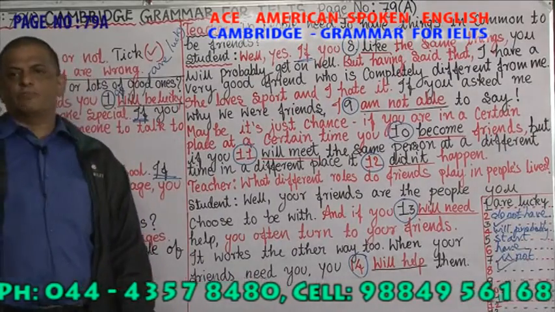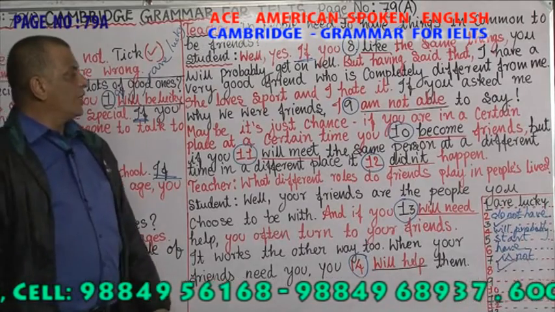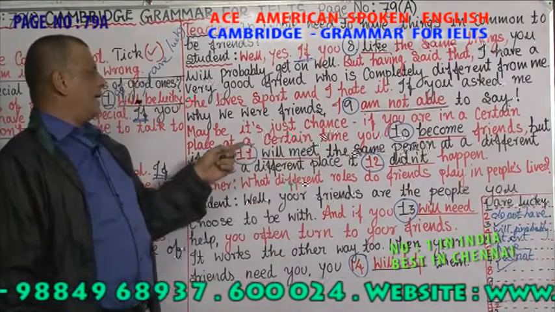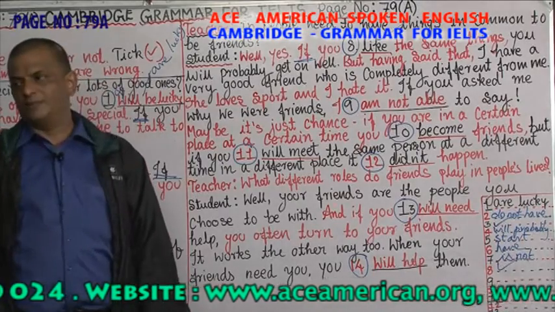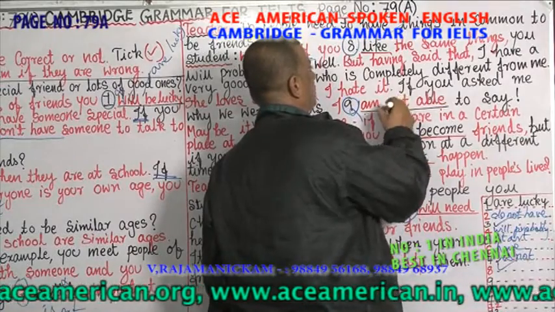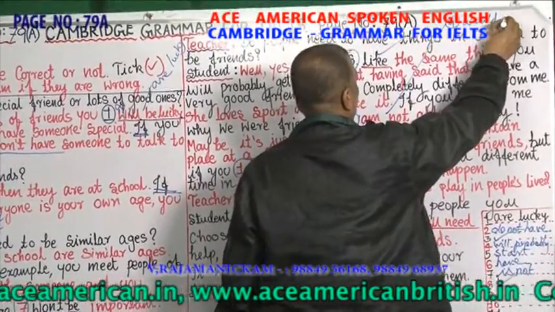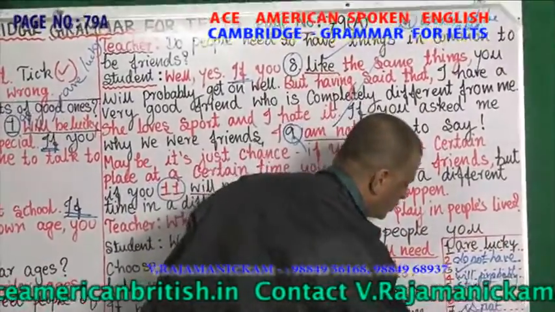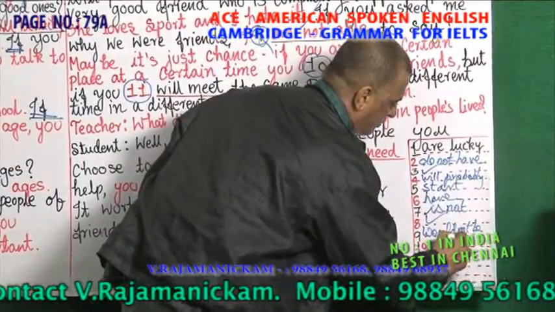So, of course, my friend doesn't like football, I like hockey, and whatever it is, we are friends. If you ask me why we were friends, I'm not able to say. Maybe just a chance. What is the ninth answer? I'm not able is wrong. Wouldn't be able. So the ninth one is would not be able.